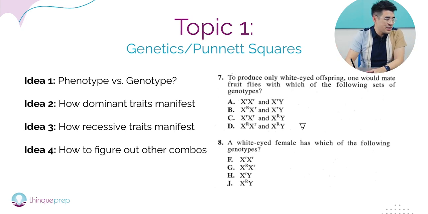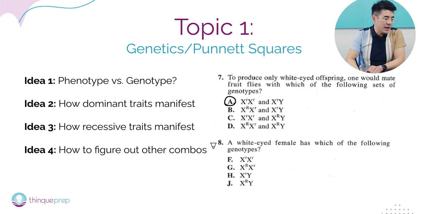We can answer a question like number 7 really quickly if we know that white-eyed offspring are the recessive trait, which they indeed are. Which of the following would be the sets of genotypes from their parents? It would be answer choice A, because both the mom, which is XX, and the dad, which is XY, all carry lowercase letters, which represent the recessive trait.